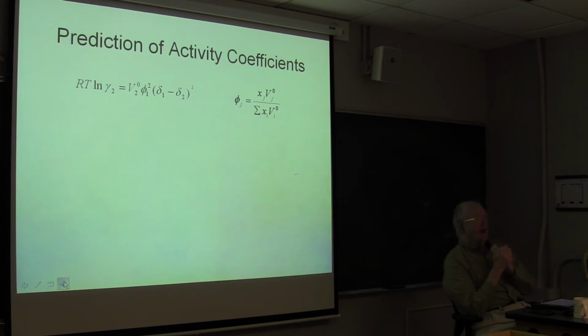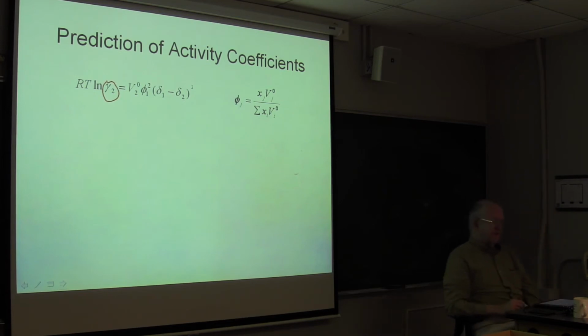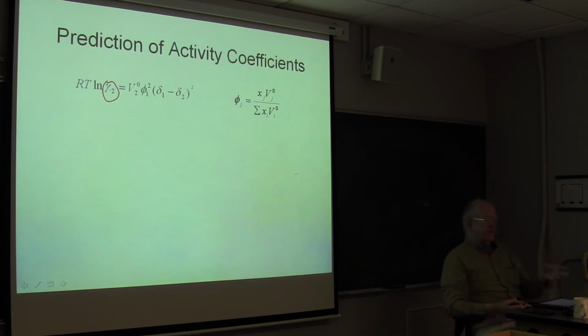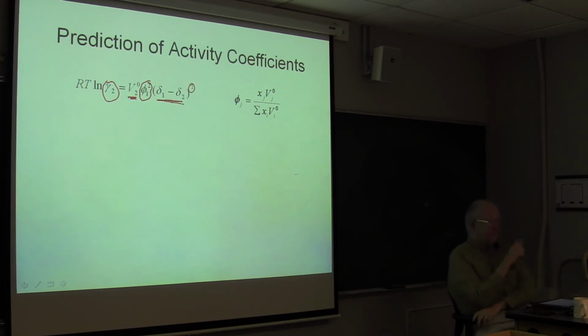Okay, so what? What good is it? Well, it turns out that, again, the basic theory tells us that we can predict activity coefficients. So here's the activity of compound 2 in a mixture of 1 and 2. That's the activity coefficient. So RT ln gamma 2, that's actually the free energy of putting 2 into solution in 1. That depends on the molar volume of species 2. It depends upon the volume fraction of species 1. And it depends upon the square of the difference in the solubility parameters of 1 and 2.